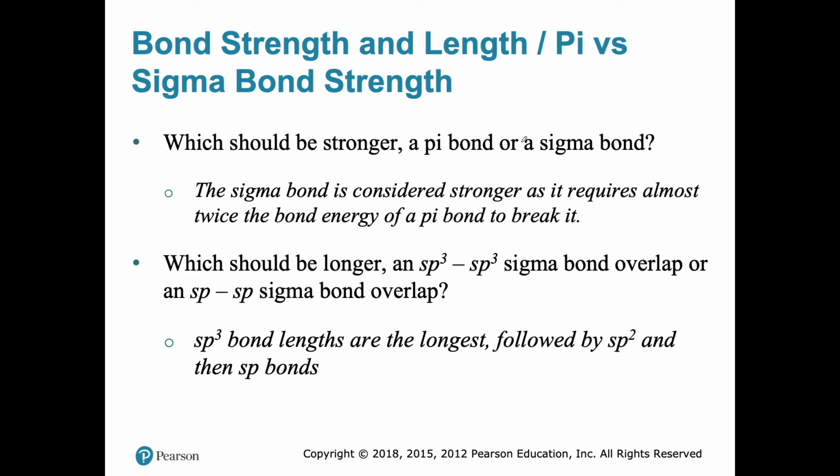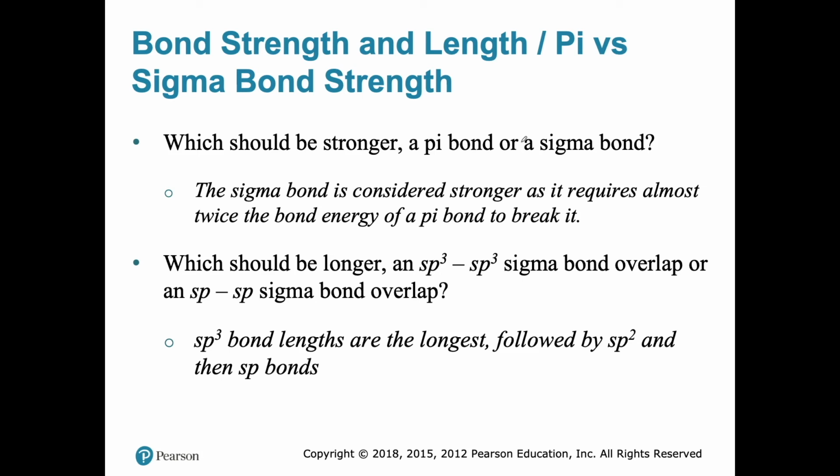So here are some things you need to specifically know about the strengths. When I write them out like this for you to see, and I don't just talk about them, it means you need to know it. Which should be stronger, a pi bond or a sigma bond? A sigma bond is considered stronger, as it requires almost twice the bond energy of a pi bond to break. Two spheres coming together make the sigma bond, so that's obviously stronger.